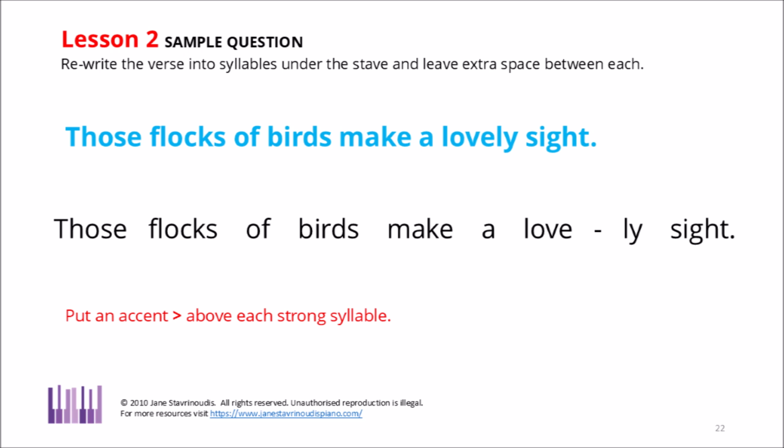Here is an example question. Write out the verse into syllables and leave extra space so that you can put in bar lines, accents, and notes. Say the verse out loud and listen for the strong syllables, then put in an accent for each strong syllable. Try to have 4 accents so that you will end up with 4 bars. Here is the verse. Those flocks of birds make a lovely sight.